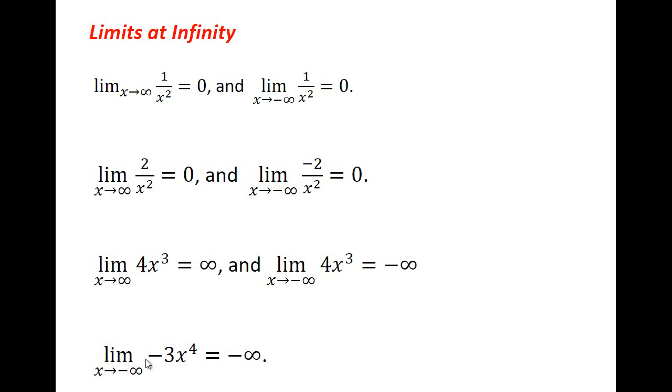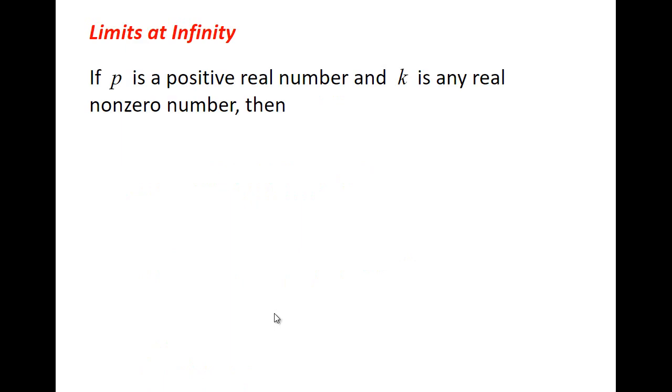The limit as x goes to negative infinity of negative 3x to the 4. Here you have to be a little bit careful, because when x is negative large, x to the 4, because of the even power, is positive large. So when x is negative large, x to the 4 is positive large, multiplied by negative 3 would be negative large. So we see that this limit is negative infinity because this function decreases without bound as x decreases without bound.